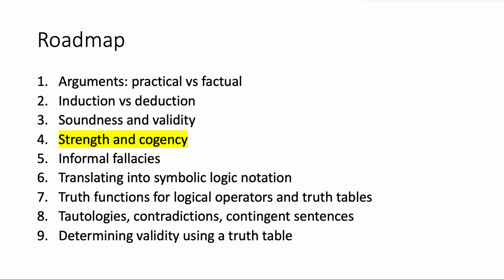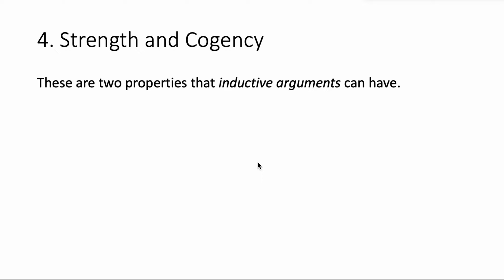So now let's talk about strength and cogency. This is a pair of concepts that apply to inductive arguments. Just as validity and soundness are two properties that deductive arguments can have, strength and cogency are two properties that inductive arguments can have, and they are two ways we can measure the goodness of an inductive argument. Two ways we can assess whether an inductive argument is a good one.